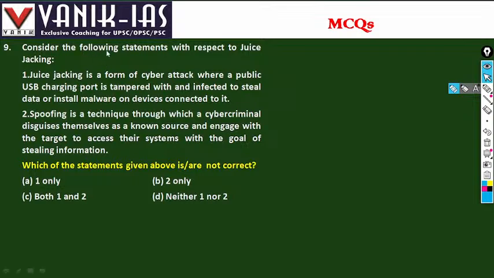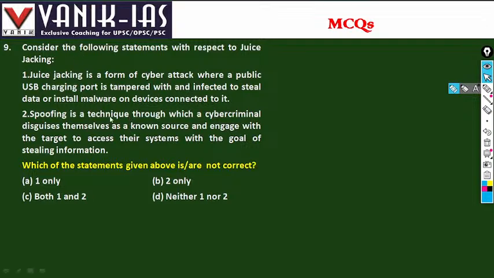Consider the following statements with respect to juice jacking. Juice jacking is a form of cyber attack where a public USB charging port is tampered with or infected to steal data or install malware on a device connected to it. Right. Phishing is a technique through which a cyber criminal disguises themselves as a known source and engages with the target to access their system with a goal of stealing information. So, both are correct.